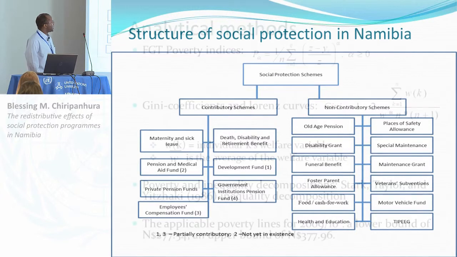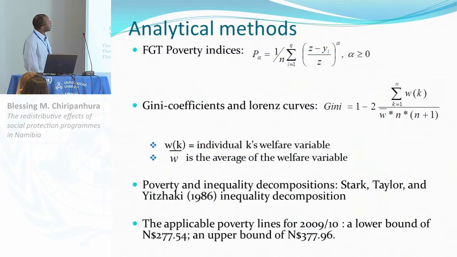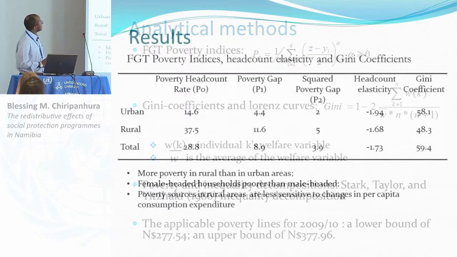the old aged persons. So these are the methods that we use, the general poverty indices. We try to look at the level of poverty within the society, then the Gini coefficient, as well as a disaggregation of the Gini coefficient by income sources, so that we can tell which of the different main income sources has what effect on inequality. So, here are some of the results.